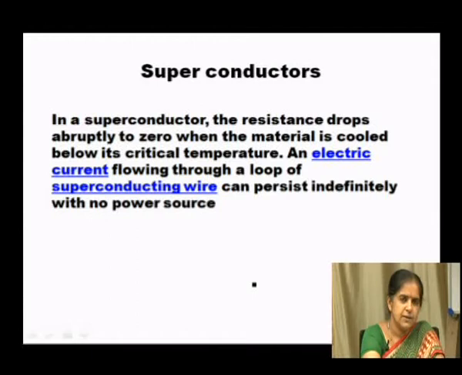Okay, now let us take the case of the conductors. What I told, in case of conductors, as the temperature is increased, the resistance is also increasing. But as the temperature is decreased, then the resistance also decreases. Then what is this superconductor? In a superconductor, the resistance drops abruptly to zero when the material is cooled below its critical temperature. That means as the temperature is decreased, the resistance also goes on decreasing. But when it reaches a value called critical temperature, the resistance of that conductor becomes zero.